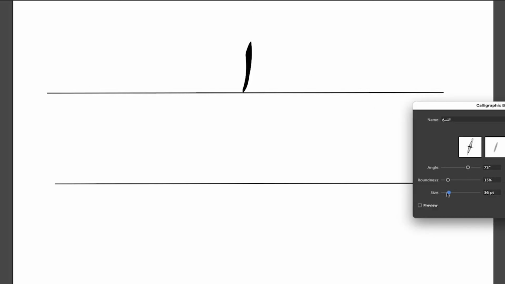So the Alif is a stick, a very simple stick, and we may also add the Hamza. Let me decrease the size of the brush a bit here so that we can write the Hamza easier. So the Hamza is like this. Okay, this is how we write the Hamza.